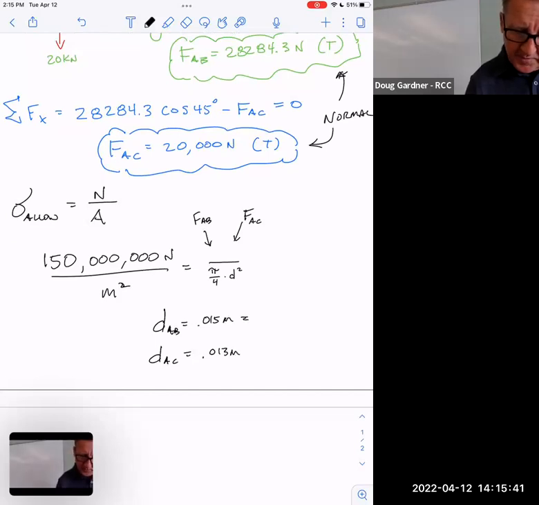Of course, if I looked in the back of the book, I'm more likely to see 15 millimeters for this one, right? And 13 millimeters for that one. That's probably what I would see if I looked in the back of the book.